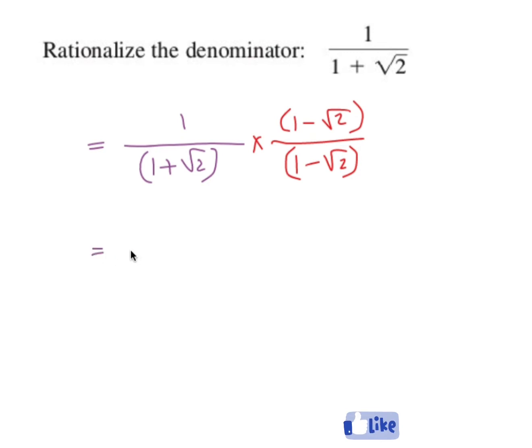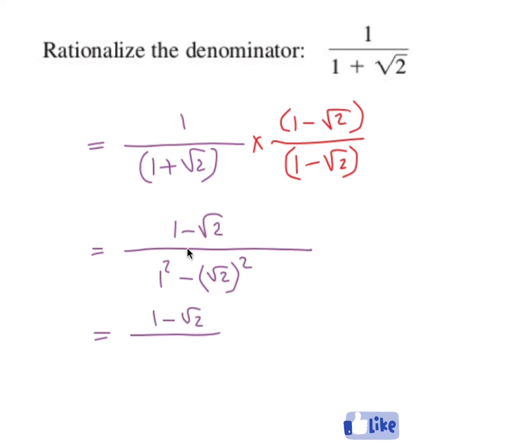Simply multiply numerator with numerator, denominator with denominator. So 1 times this is the same. Here again we apply the special product formula, a square minus b square. A square means 1 square, b square means square root 2 square, and in the numerator 1 minus square root 2 stays as it is. 1 square is 1, square root 2 square is 2.